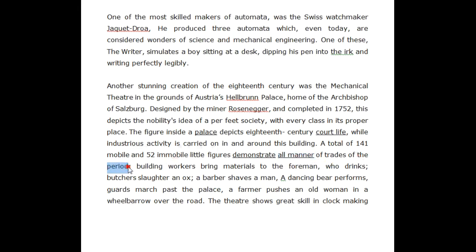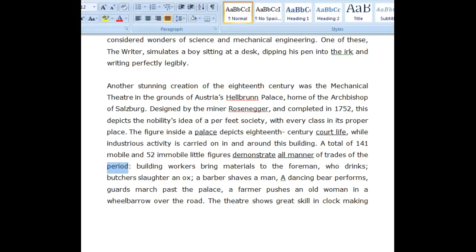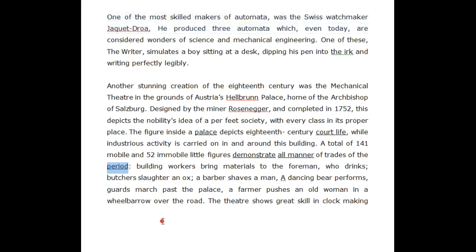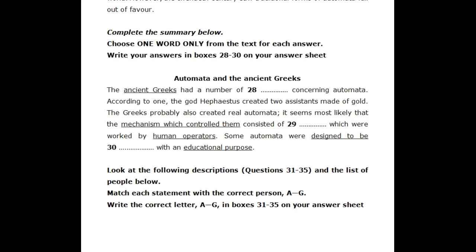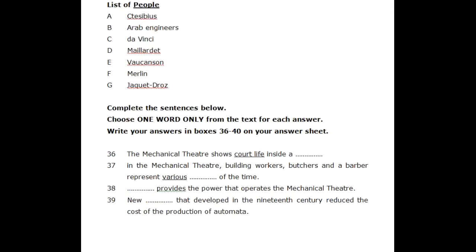So all three keywords are apparently clear. It's apparent here, so the answer is trades. Various trades represent that time, and these all words are there: occupation. Okay, let's move to the next keyword.